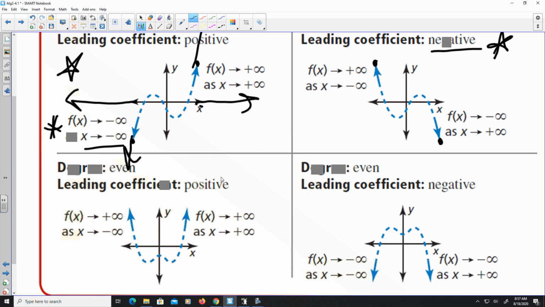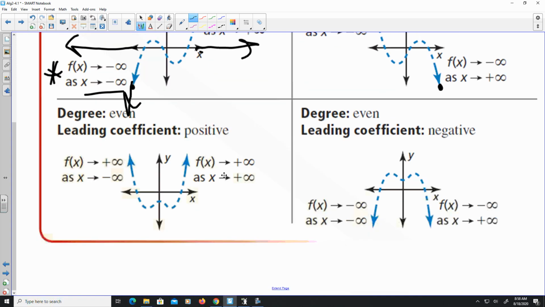If it is even, all you really have to look at is what our lead coefficient is. So when our lead coefficient is positive, if you notice, it doesn't matter when it starts or when it finishes, it's going upward. So as x is approaching negative infinity or as x is approaching positive infinity, it doesn't matter. f of x is going to positive infinity in both directions. Same thing goes here. As it starts and as it finishes, when our lead coefficient is negative, f of x is going to negative infinity.